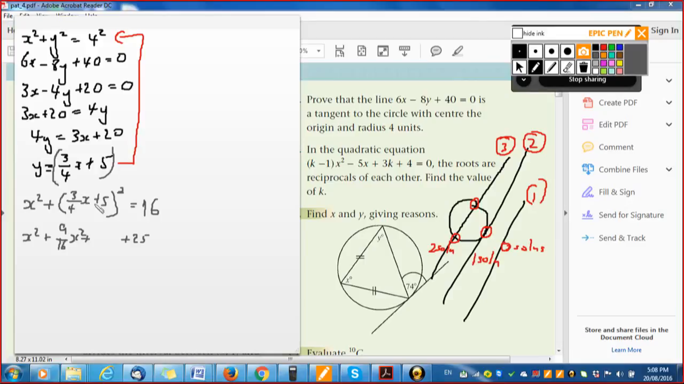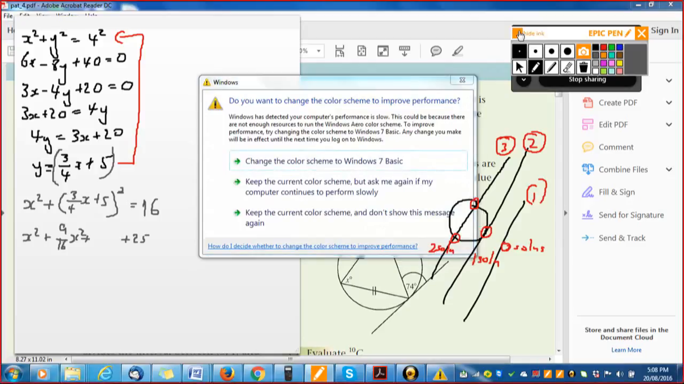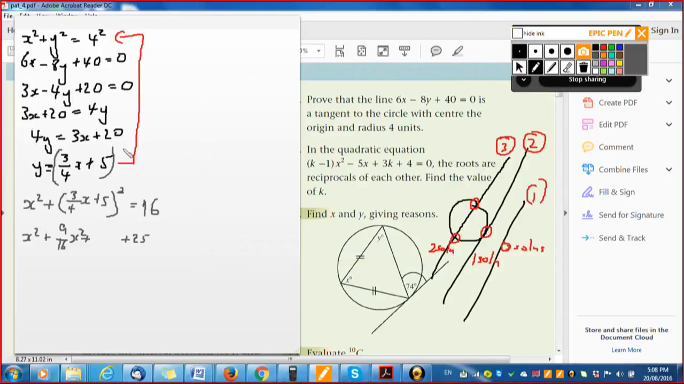15. So 2 times 5 times 3/4. So 2 times 5 is 10. 10 times 3/4 is 15 over 2 x. Got it? Add these two together, what do you get? One x squared plus 9 over 16 x squared.